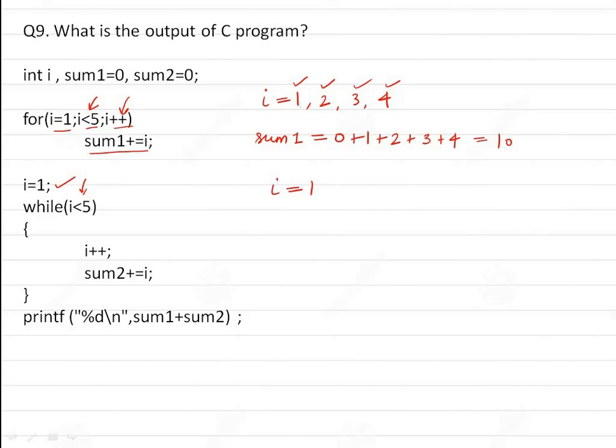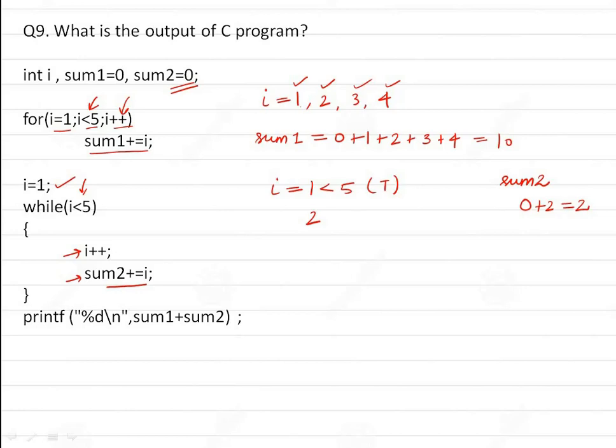So once we enter the while loop, initially 1 is less than 5, so this is true. Then we enter the while loop, I plus plus, so I will become 2, and we have the variable sum2, so let me write it here, sum2. Initially sum2 is 0, and the statement says sum2 plus equal to I, so we add the value of I, 0 plus 2, so it becomes 2. Okay, so the first iteration is completed.